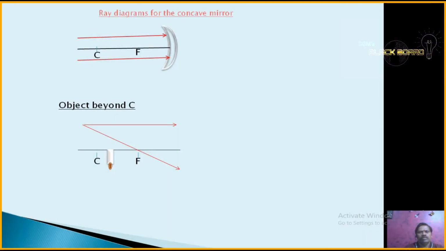First, when the object is at infinite distance. We know that when the object is at infinity distance, it means from where the parallel beam of rays is produced, that point is said to be the infinity point.